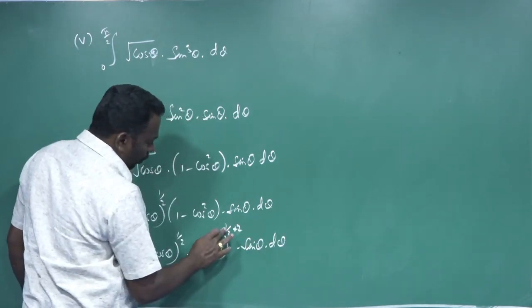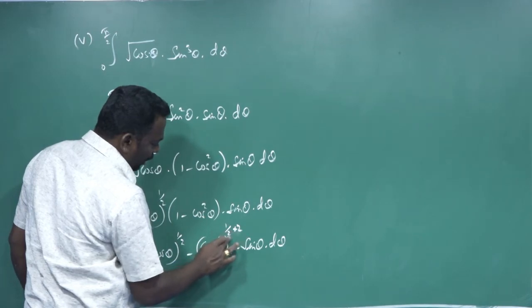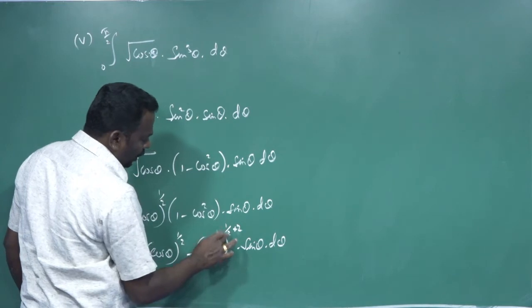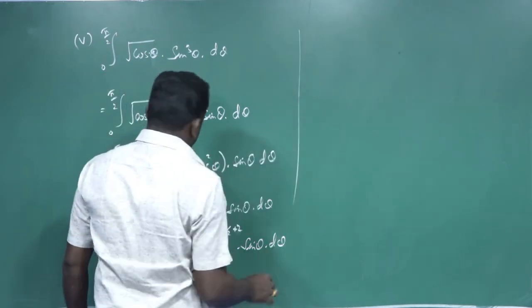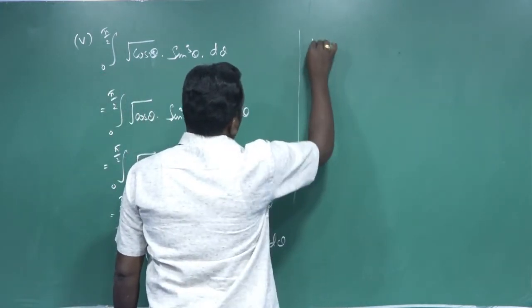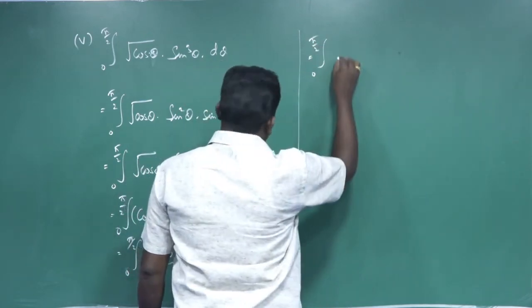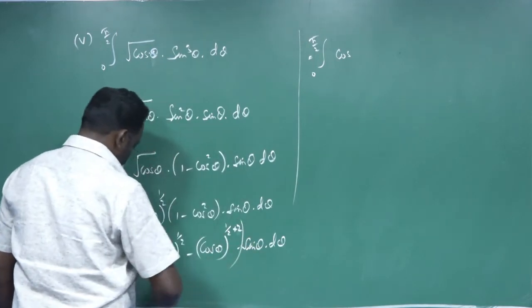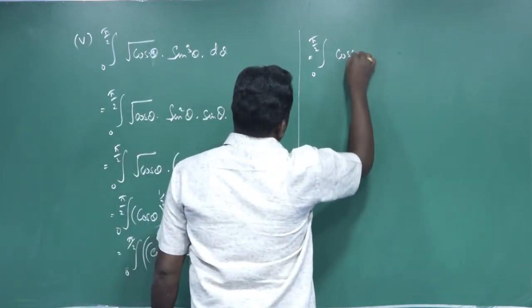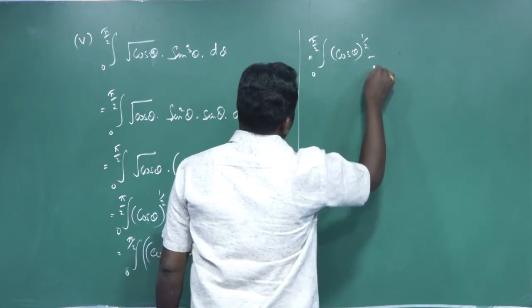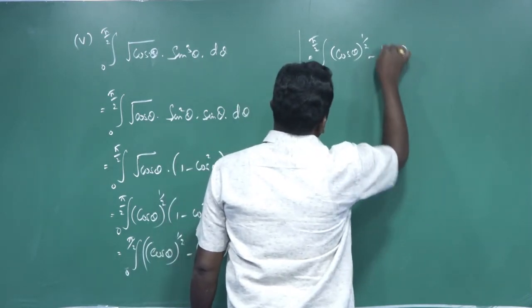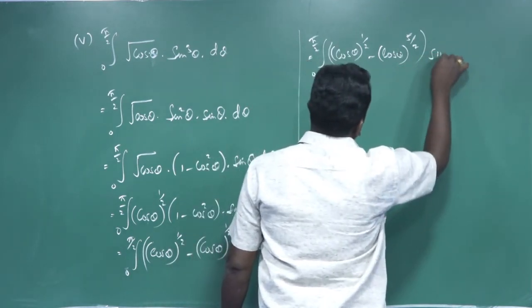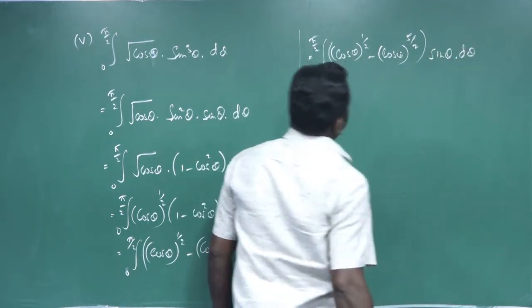Now add the values 1 by 2 plus 2, take common denominator as 2. Therefore 1 plus 2 twos are 4, by 2, it is called 5. Therefore that is equal to integral 0 to pi by 2 of cos theta whole power 1 by 2 minus cos theta whole power 5 by 2 within the bracket, into sin theta into d theta.